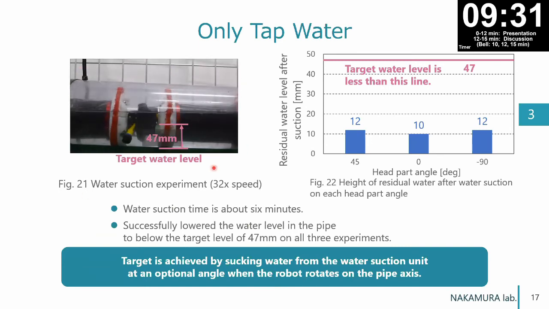Figure 21 shows the water suction of tap water, and the result is shown in figure 22. Water suction time is about 6 minutes, and it successfully lowers the water level in the pipe to below the target level of 47 millimeters on all 3 times. Therefore, the target is achieved by sucking water with the water suction unit at an optional angle when the robot rotates on the pipe axis.